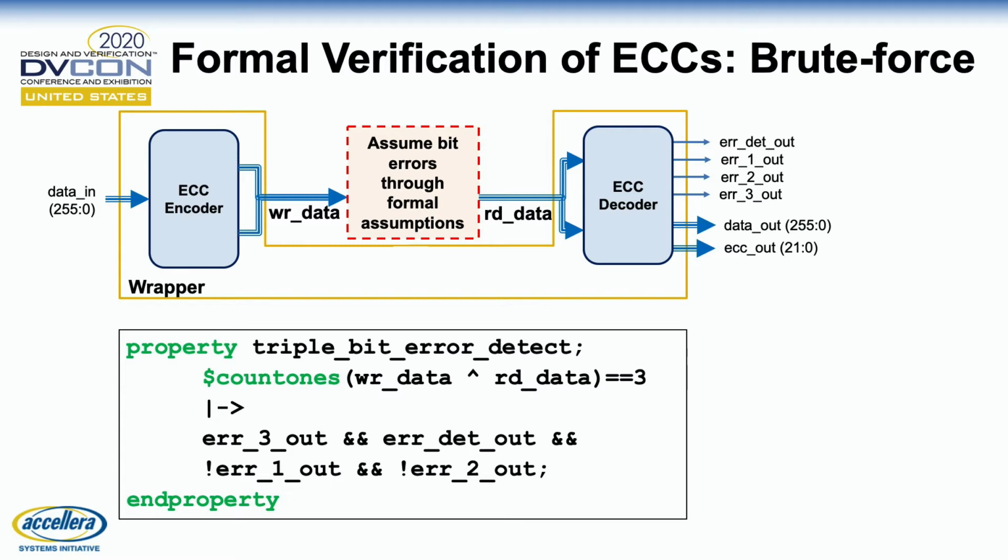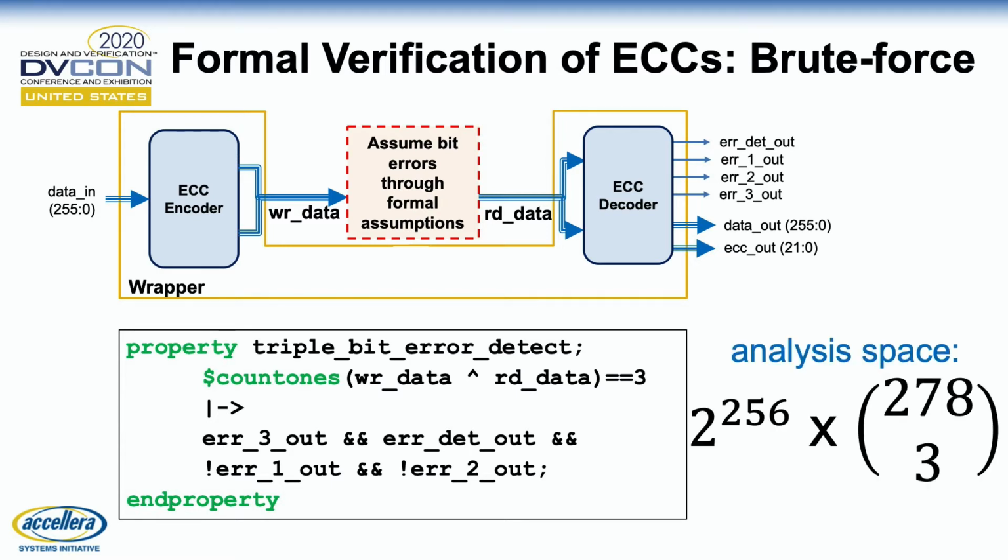When I run this property in a formal tool, what is the analysis space? What could be the complexity for the formal tool? Because there is no assumption on the data, and the data is a 256-bit vector, the formal tool has to try to prove this property for every combination of this data. Because there are 256 bits, the number of input combinations is 2 to the power 256, which as you can imagine is a very, very big number.